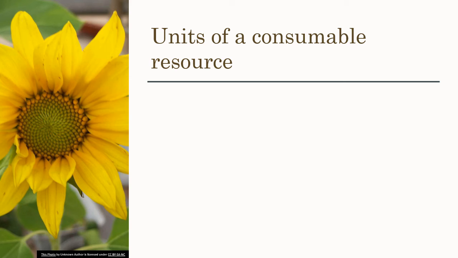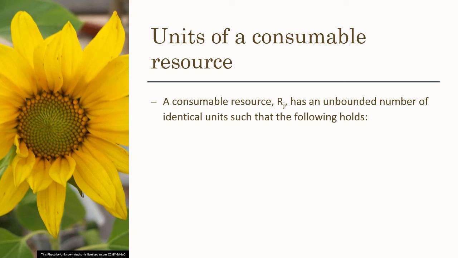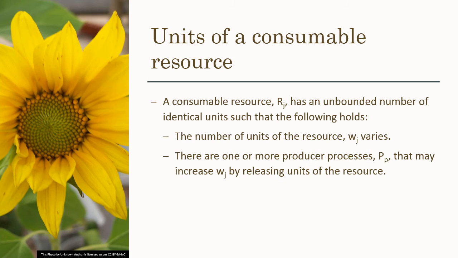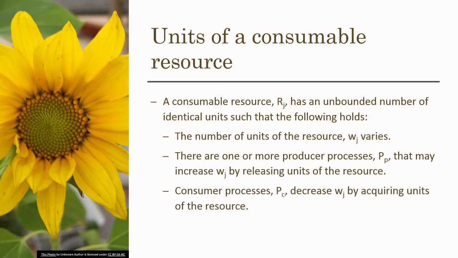Units of a consumable resource. A consumable resource Rj has an unbounded number of identical units such that the following holds. The number of units of the resource Wj varies. There are one or more producer processes Pp that may increase Wj by releasing units of the resource. Consumer processes Pc decrease Wj by acquiring units of the resource.